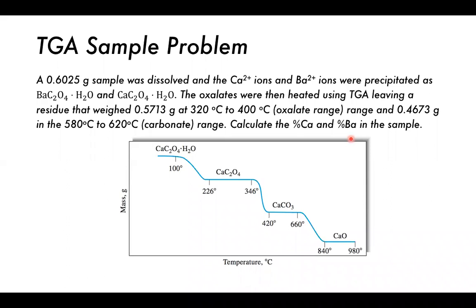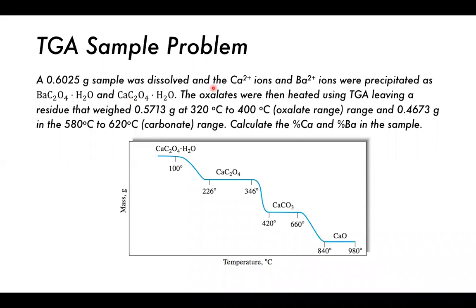So initially our sample is 0.6025 grams, and it contains calcium and barium ions. These were then precipitated as barium oxalate and calcium oxalate. So basically we mix some oxalic acid in there, and the oxalic acid forms a complex with the barium and the calcium ions, and then they precipitate out of solution.